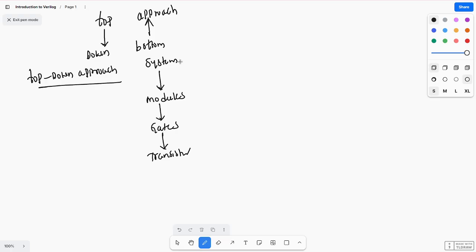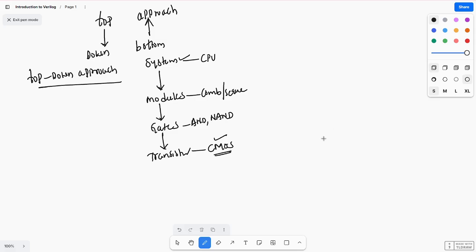First, the system is normally a CPU. Modules are in terms of either combinational or sequential circuits. Gates, you have already seen, no? AND gate, NAND gate. CMOS means in terms of transistors; transistors we design in terms of CMOS circuits. So this is the top down approach.